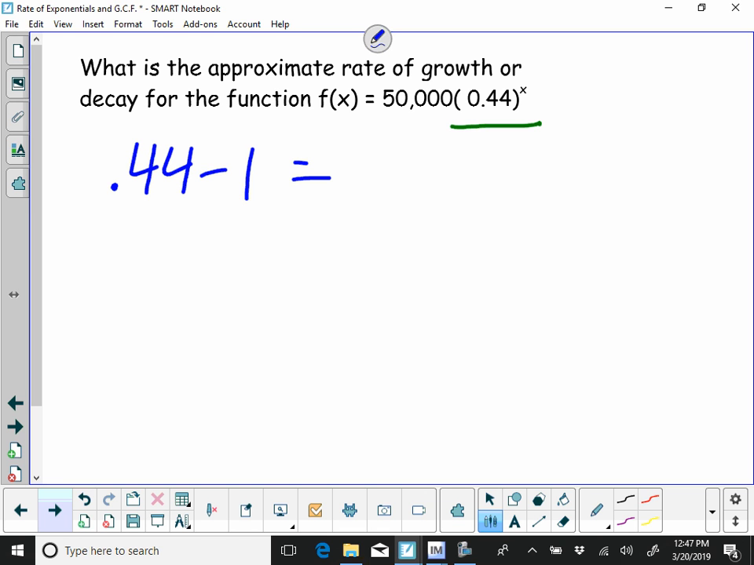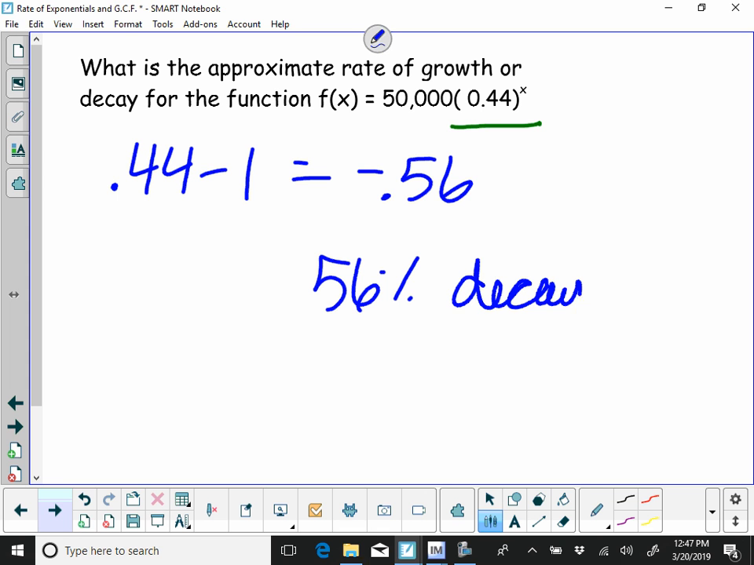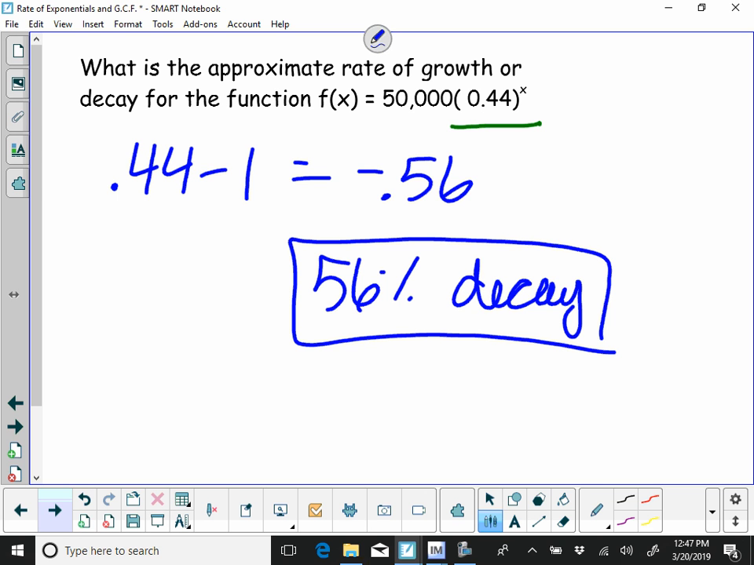All right, and if I do it this way, it gives me a negative 0.56. The negative just means decay, so it is going to be 56% decay. Y'all can abbreviate with D and G for growth and decay. You don't have to worry about it.